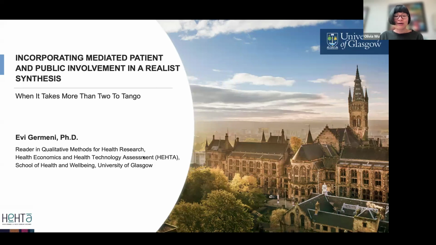I think today's talk, Evi, is drawing on one of the projects that we did a few years ago, a mixed method evidence synthesis on lifestyle interventions in people with learning disabilities. It was quite a complex piece of work with realist synthesis and component network meta-analysis, but also a huge element of incorporating patient and public experience and perspective. So I'm really looking forward to hearing what Evi's going to say. Evi, I'm going to hand over to you.